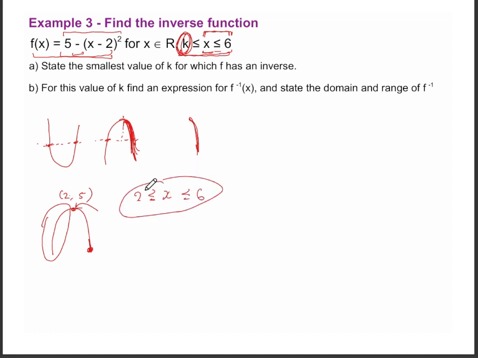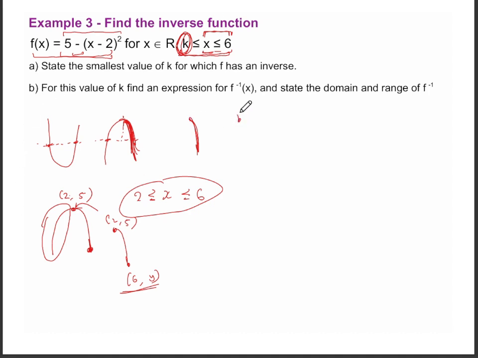For this domain, you will have an inverse because it's one-to-one. This is basically this right here, where this is 2, 5, and this is going to be 6 and a certain value of y, which we don't know yet. I'm going to get to it, and why it's important to get this value of y. So this is going to be your smallest value of k, 2.